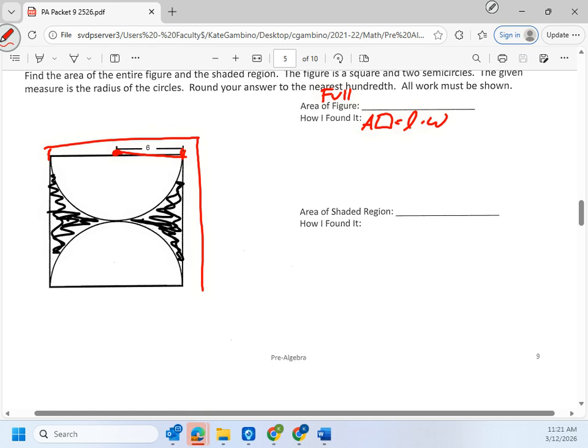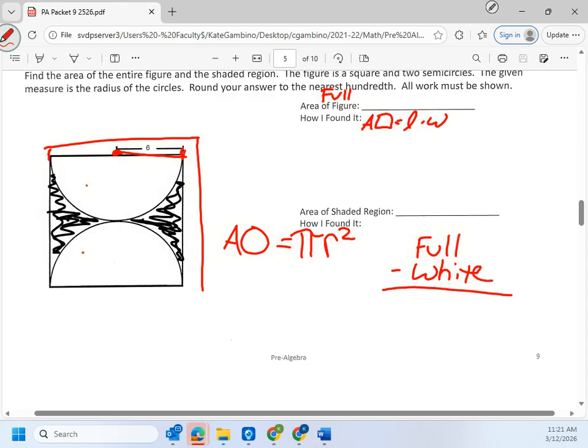Now to find the area of the shaded region, we have 2 half circles, which, when we add 2 half circles together, equals 1 complete circle. So we need to find the area of the circle, which is pi times r squared. Remember that to find the shaded, you take the full, you subtract out the white, and you are left with your shaded area. Big thing to remember is that area of the circle is pi r squared.